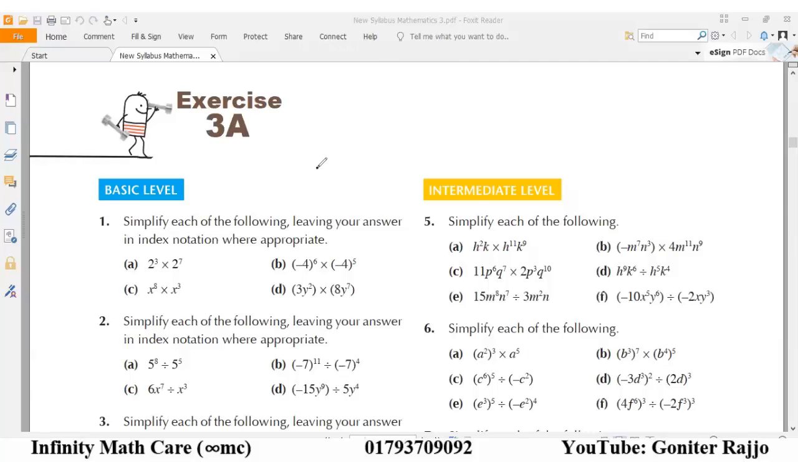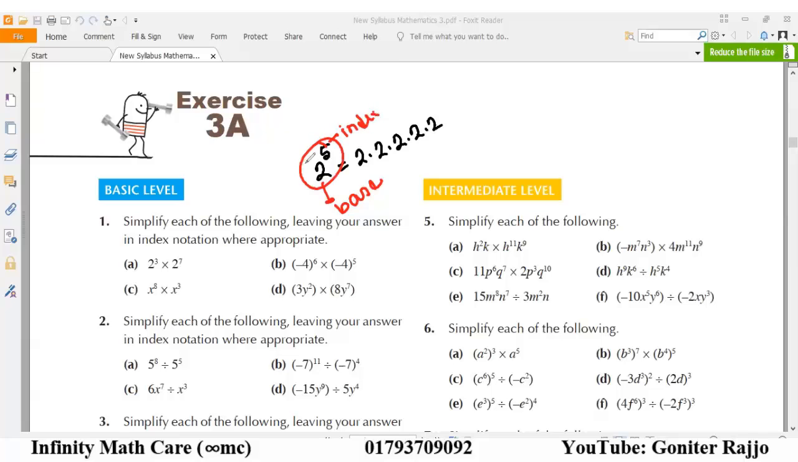Suppose I write 2 to the power 5. 2 to the power 5 means 2 will be multiplied 5 times. Okay? Here 2 is called the base and 5 is called the index, and the whole form is called the index form. So 2 to the power 5, written this way, is called the index form.